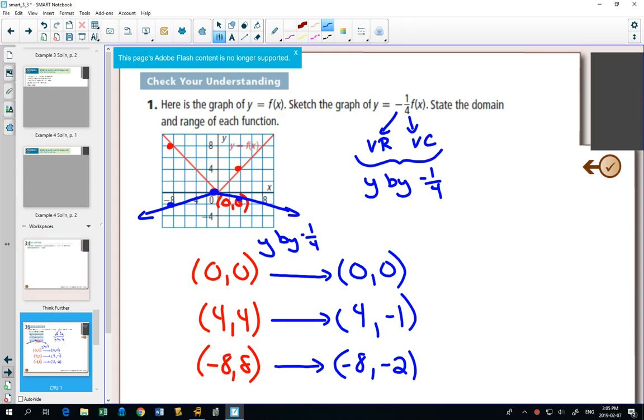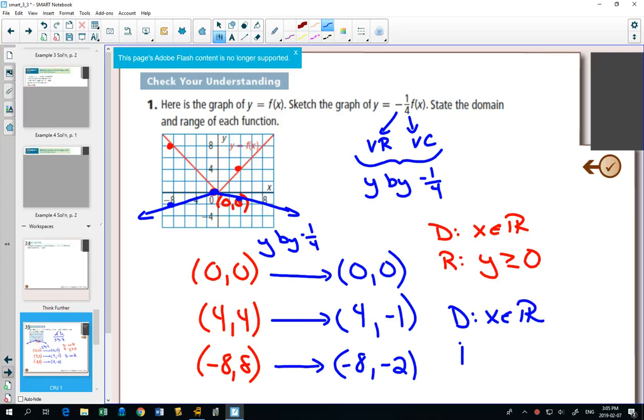Stating the domain and range of each function. On my red graph, my domain was everything. My range was bigger than or equal to 0. On my blue graph, my domain is still everything, but my range is now less than or equal to 0.